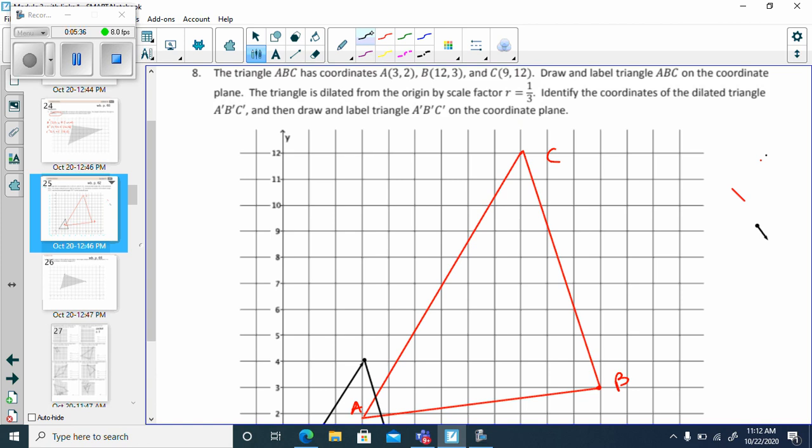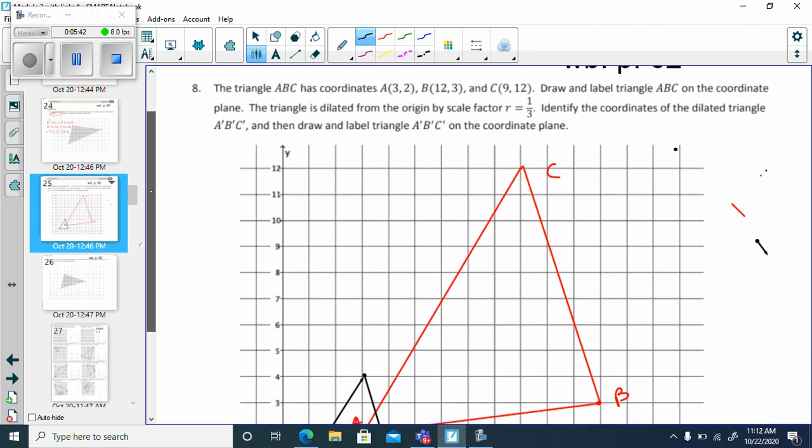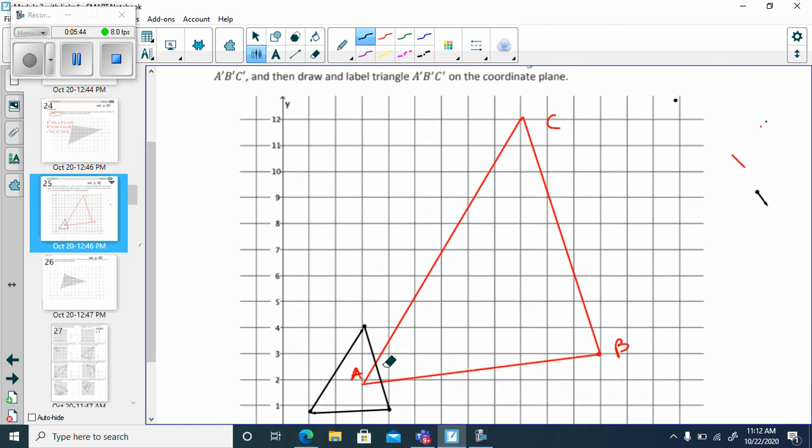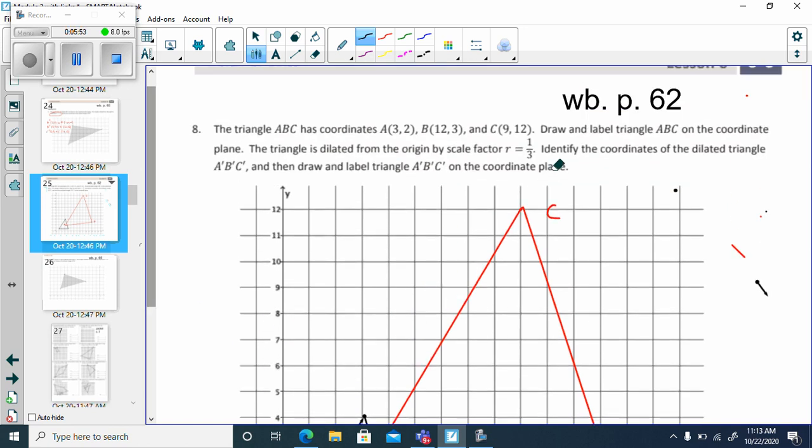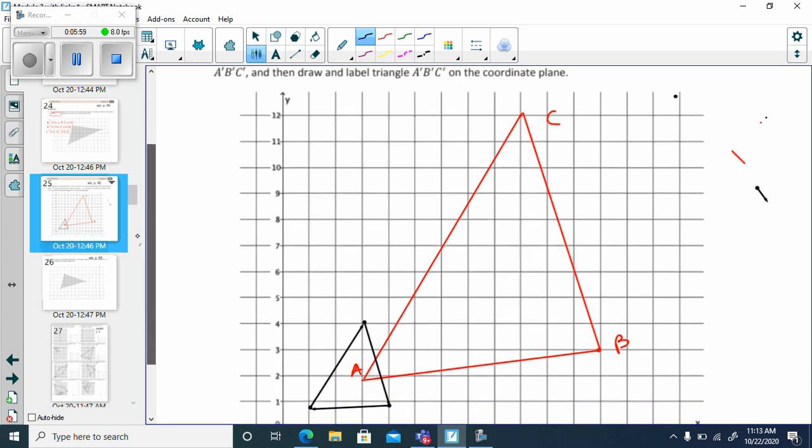Now, they asked me to dilate this from the origin by a scale factor of 1/3. 1/3 means that the image is going to be 1/3 the size of the pre-image, and it moves closer to the center of dilation. Okay, what do they ask me for? Identify the coordinates of the dilated triangle, then draw the triangle. Okay, the coordinates of the dilated triangle.